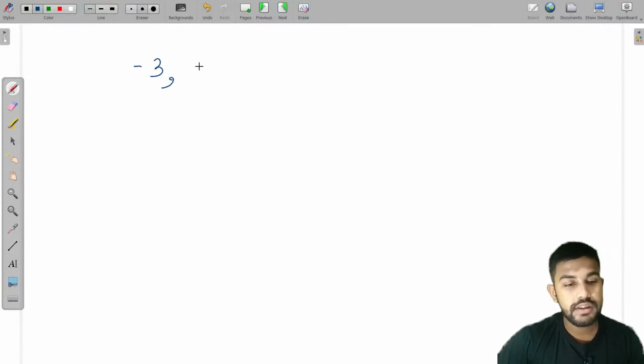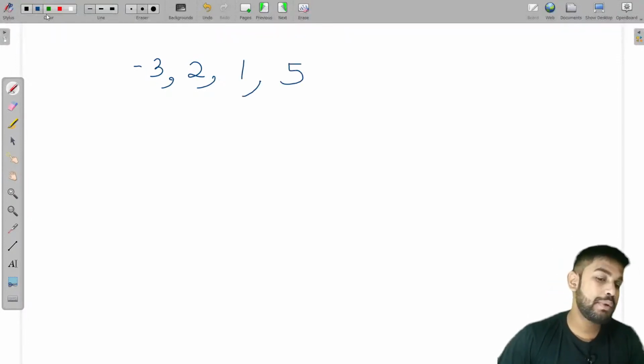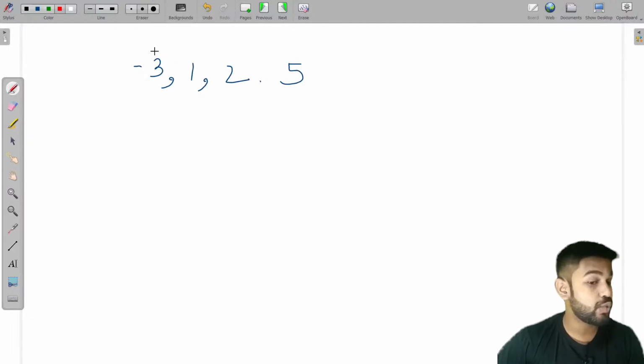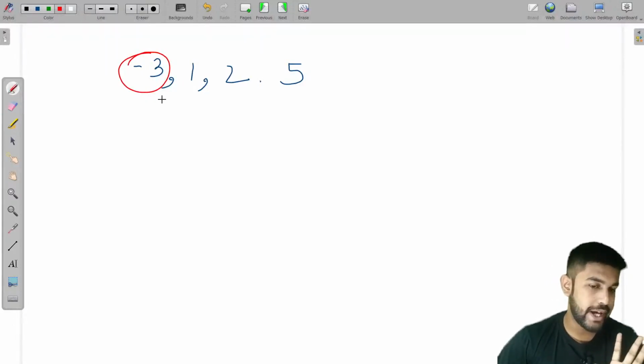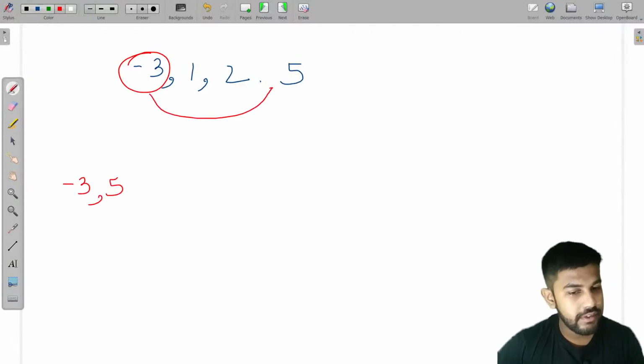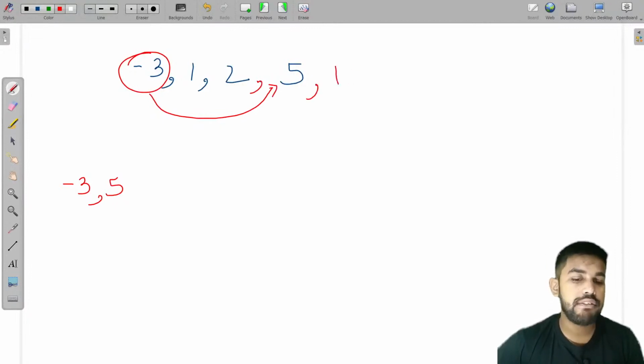Now the next thing is that suppose we have -3, then 2, then 1, then 5 itself. So what are the pairs of 2? It would be 1 and 2. Let us see the number of pairs with -3. We would consider only this number. What are the pairs with this? -3 with 1? No, it won't happen. -3 with 2? No, it won't happen. -3 with 5 would result in a positive. So we would just write -3 and 5. Then suppose we have 10 here.